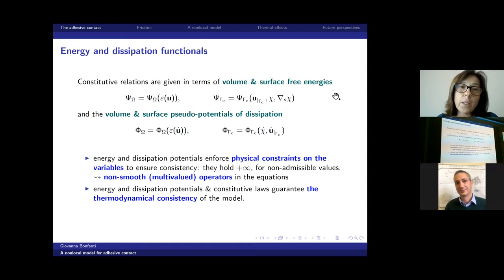Again, the energy and the dissipation potentials enforce the physical constraints on the variables in order to ensure physical consistency. They typically contain indicator functions, so they hold plus infinity for non-admissible values of the variable. As a consequence, as we will see in a moment, subdifferentials of such indicator functions, so multivalued operators, will appear in the equations.